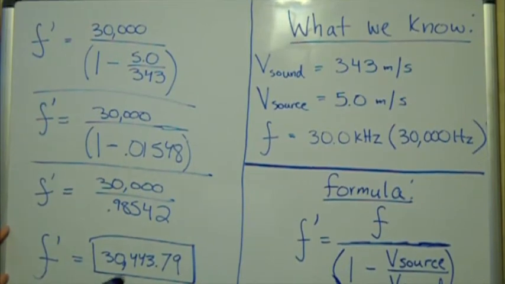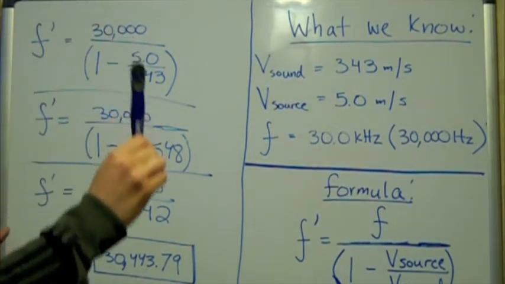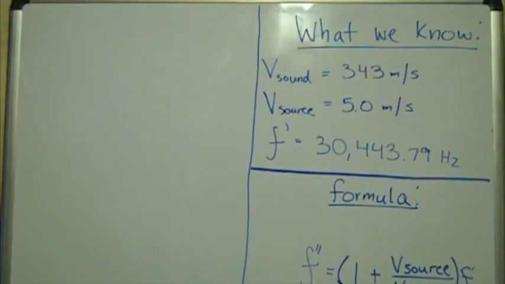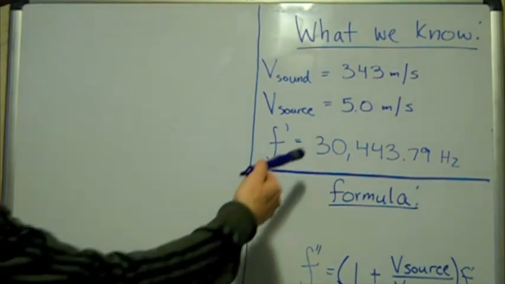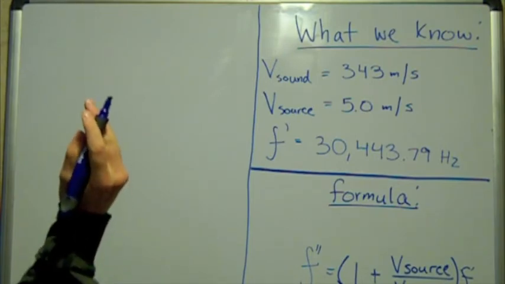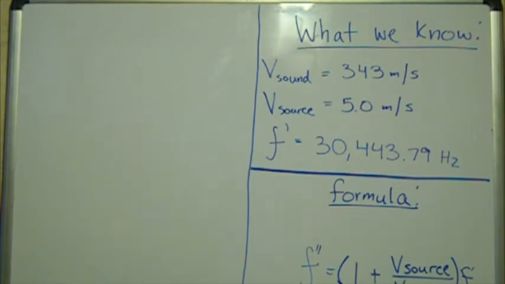Now what we're going to do is take this 30,443.79 and plug it into the next formula, which we will show you in the next slide. This will all make sense. Okay, so moving on to step 2 of this problem. Now that we've already found f prime, the answer to step 1, which was 30,443.79 hertz, we want to find the frequency of the wave that comes off the wall back to the bat.